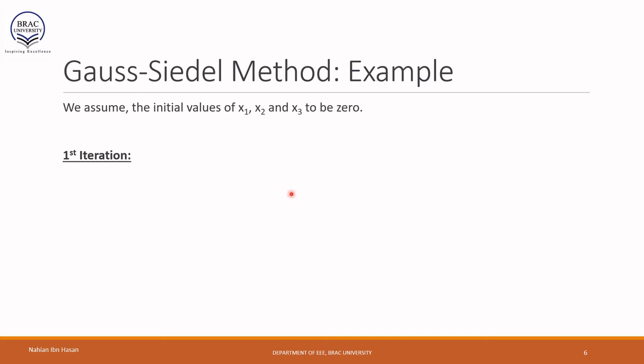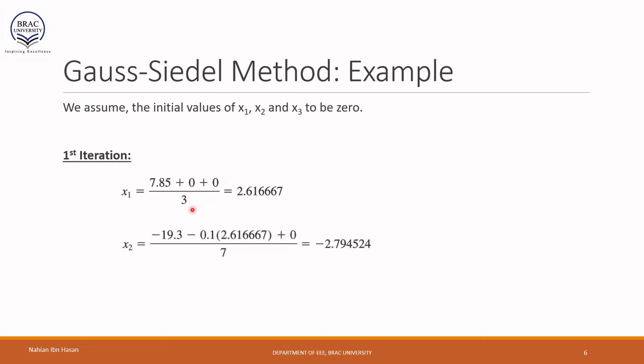So if we are not given the initial values, we are going to assume that all of the initial values are 0. But if we are given the initial values, then there is no need to assume that they are zeros. So in the first iteration, using these initial values, we determine the x1. And in case of determining x1, we are just using the initial values of x2 and x3, which are 0. That's why these two terms are zeros. So we have determined the x1.